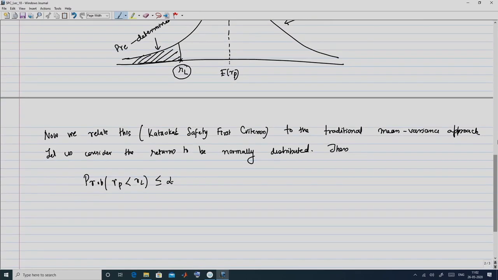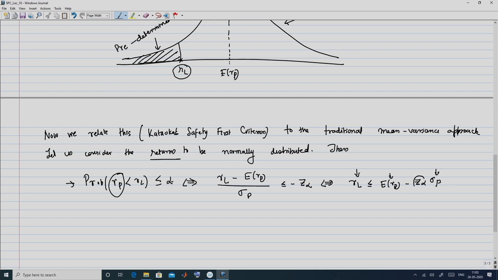Okay, so now coming back to this probability of RP less than RL is less than or equal to alpha. What does this mean? Since I have assumed that the returns are normally distributed, that is your RP is normally distributed, this condition reduces to RL minus E of RP over sigma P is less than or equal to minus some z alpha, from which I get RL less than or equal to E of RP minus z alpha into sigma P. Now I have, of course, already specified what RL, E of RP and sigma P are, but I have not specified what z alpha is. So let me just specify what z alpha is.